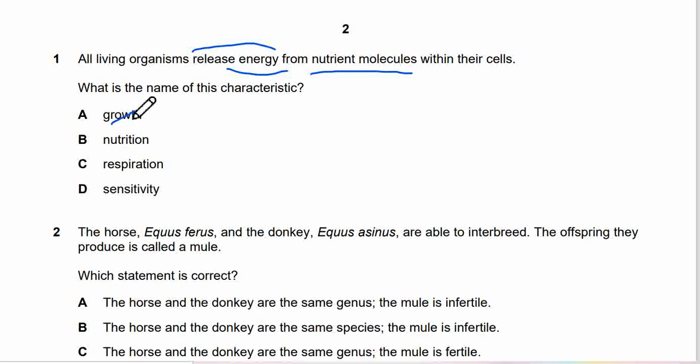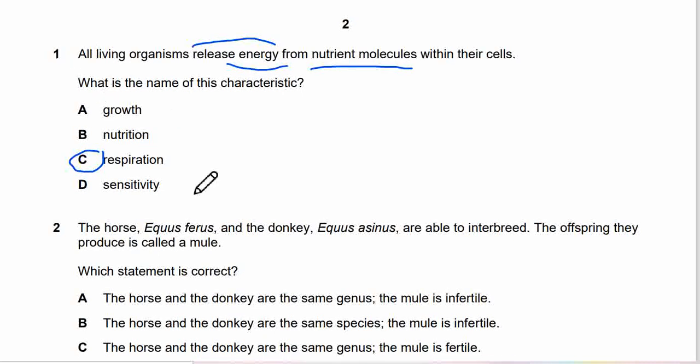Growth requires energy, or needs energy. Nutrition, I mean the process of intake of food. Respiration will release energy from the nutrient, so that is respiration, while sensitivity is how they respond to stimulus. So the correct answer for this will be respiration. Let's move on. Oh, you have to write in the answer sheet, not in the question paper, in the real exam.